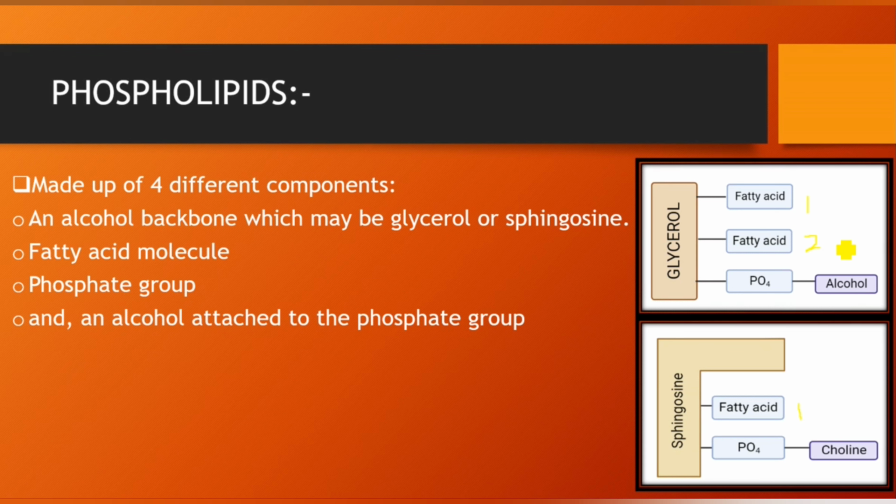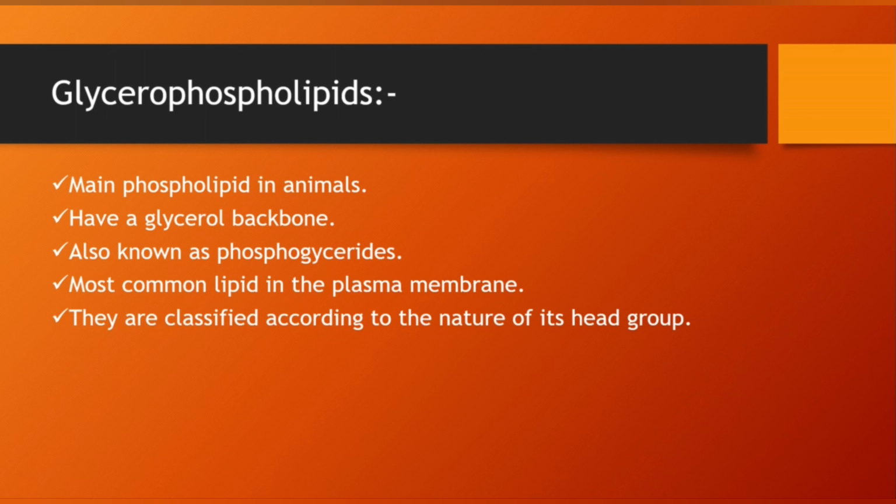Next, in both the structures, a phosphate group is present. Next to the phosphate, there is attached an alcoholic group. In the sphingosine backbone structure, only a choline group is present as the alcohol. While in the glycerol backbone structure, the alcohol may vary, like ethanolamine, inositol, etc. So based on which they are named.